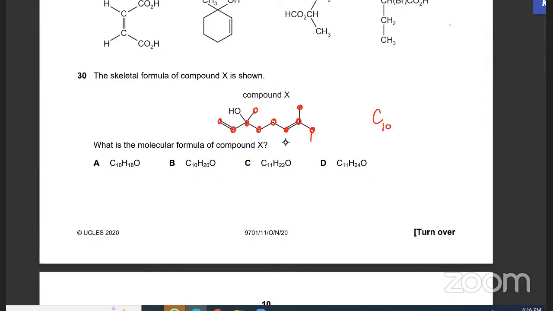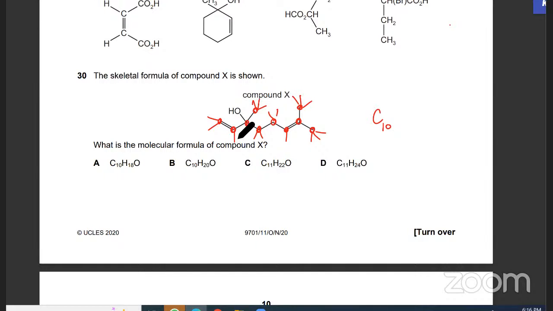Hydrogen is difficult. That's 1, 2, 3. 1, 2, 3. That's 6. One over here. This one will have 2. This one will have 2. This one will have 3 hydrogens. This one will have 1. This one will have 2 hydrogens. Just make sure every carbon atom is making 4 bonds.